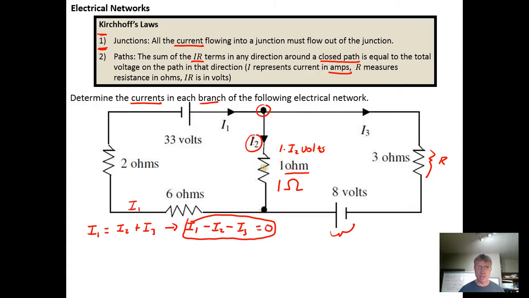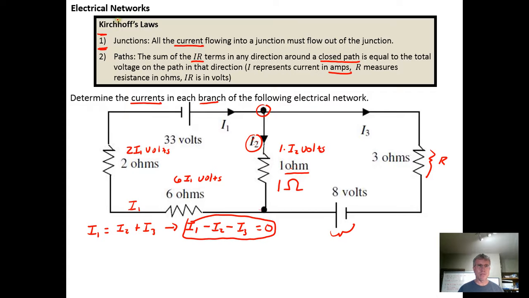And if I continue along this closed path here, I have I sub 1, my current I sub 1 hitting 6 ohms resistance. So 6 ohms times I sub 1 amps is going to give me a result that is in volts. And as I sub 1 moves along and hits this resistance, 2 ohms times I sub 1 amps is going to be 2 I sub 1 volts.